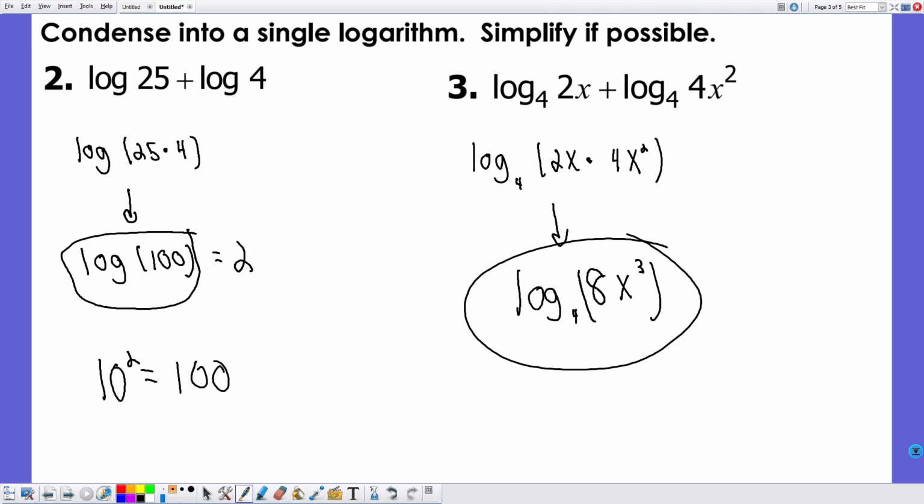In the next video, I'll show you how we can expand logarithms using the product rule, product property, whatever it is.